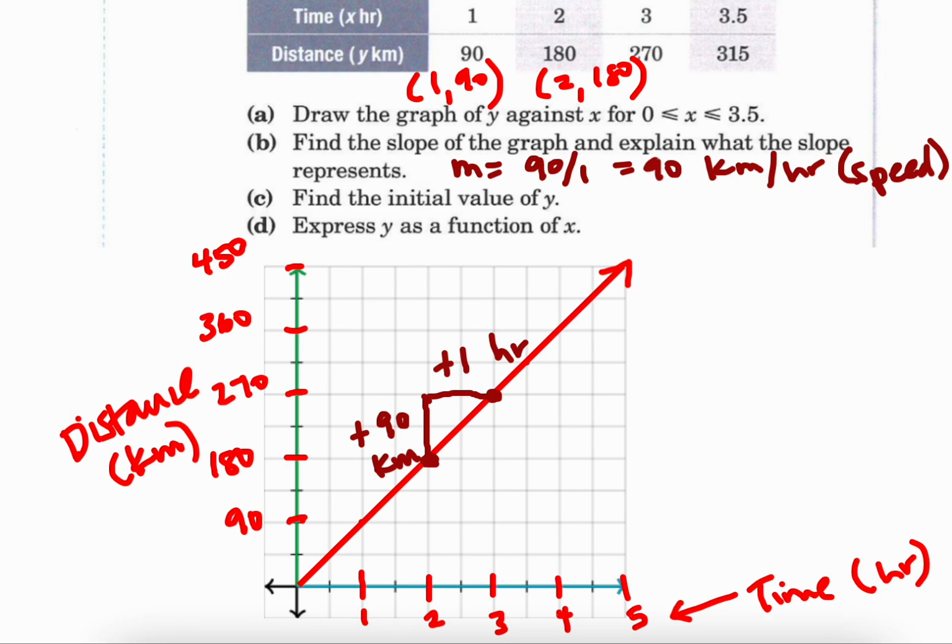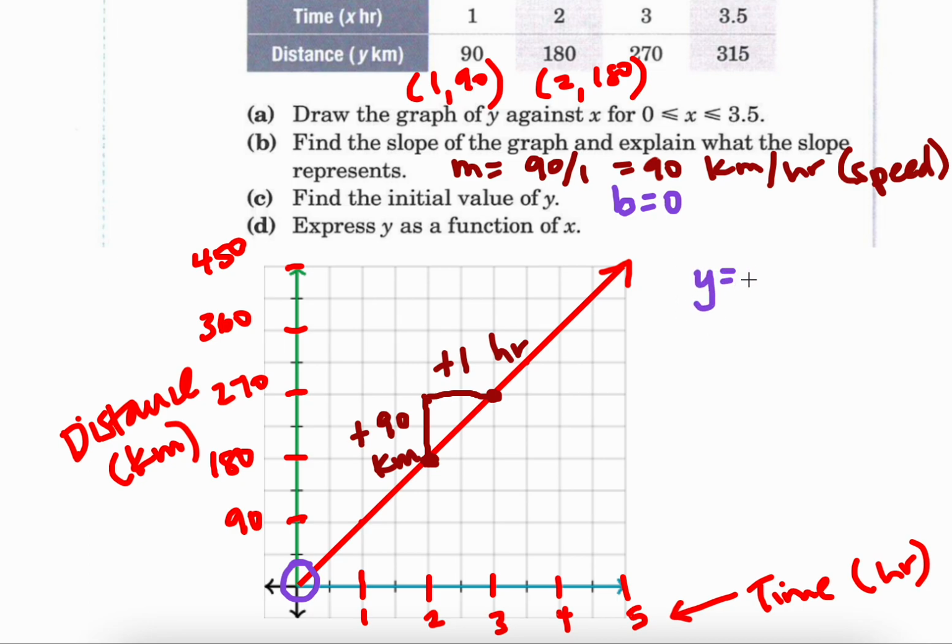All right, now let's focus on C. C is asking us to find the initial value of y. Okay, initial value in the beginning is 0. So b equals 0. What does that mean? It means that before we even start recording this distance of this car or vehicle, it had traveled 0 kilometers. It just started at the starting line. It hadn't traveled any distance. Okay? Which makes sense.